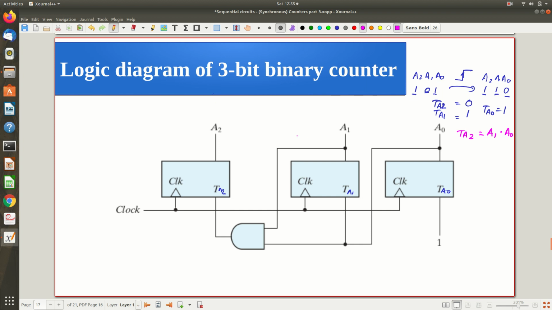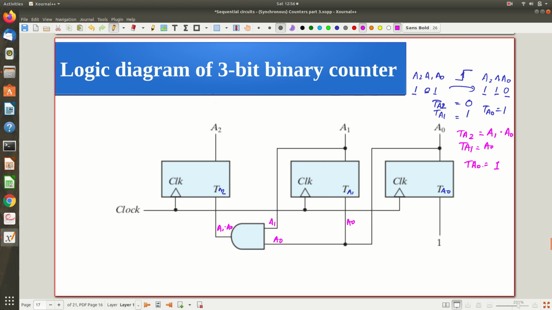So that is what is implemented like this. Here we have A1 connected here, and here we have A0, and when you perform the AND operation of A1 with A0, you get TA2. Similarly, using a K-map we derived TA1. What is your TA1? That is nothing but A0, right? You can see this connection is coming from A0, so this should be A0.